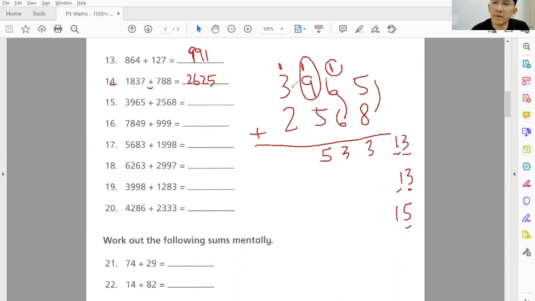And then 3 plus 2 is 5 plus 1, 6. So the answer to 3,965 plus 2,568 is 6,533. So that is the answer for number 15.